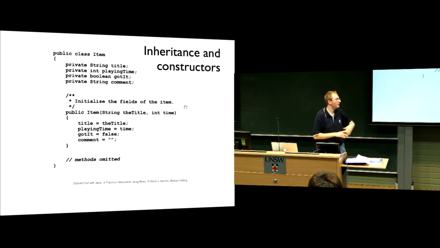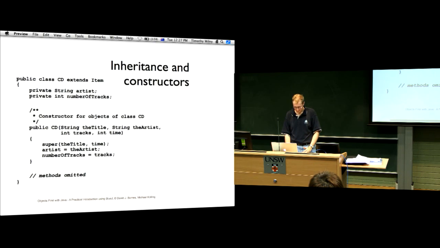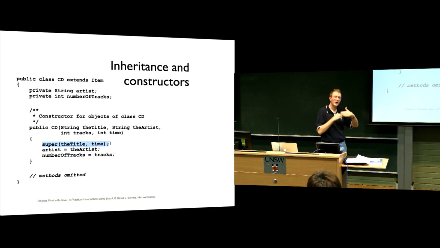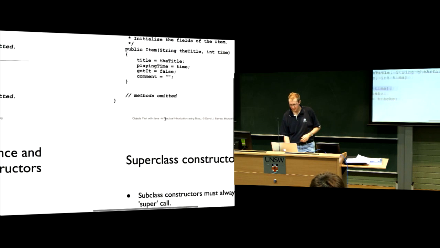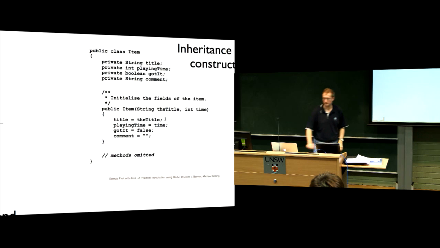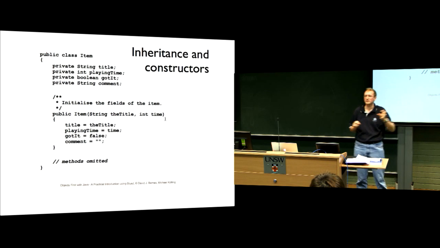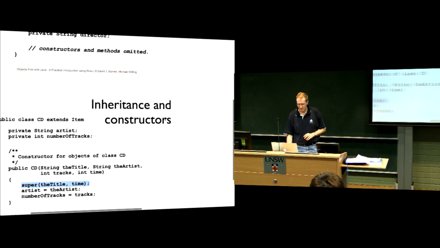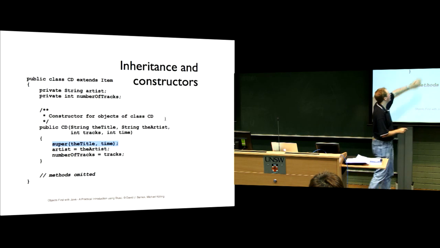That's slightly annoying. If you would have to, in your CD constructor, do all of that, it's slightly annoying. So instead, what you can do is, in your subclasses, you can call a constructor of your superclass. So if we go back one slide, we see here that item has a constructor. It takes a title and a playing time. And in our subclass, we can call that constructor. And we do that by using the keyword super.